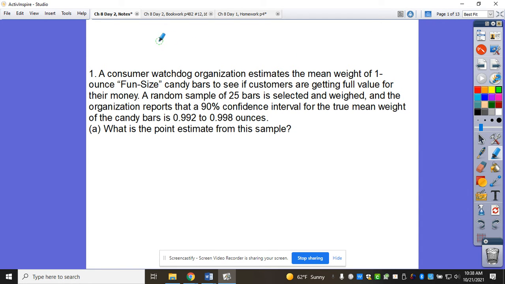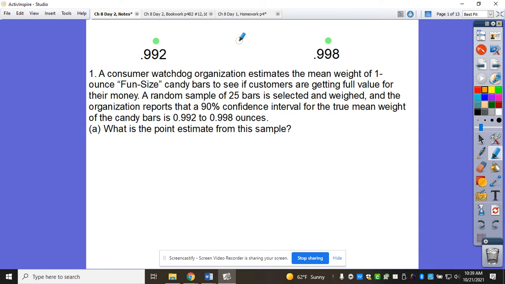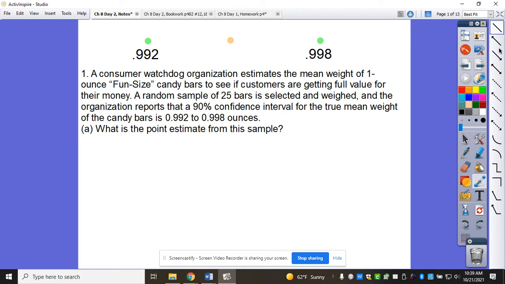So, based off of yesterday, I'm giving you the green dots as being 0.992 and 0.998. So I'm still missing 2 colors there. The colors that I did yesterday would be my orange dot here, and then my blue lines connecting those.